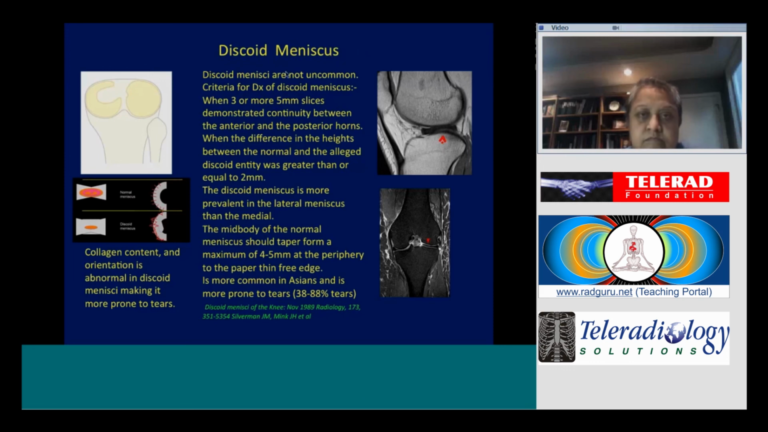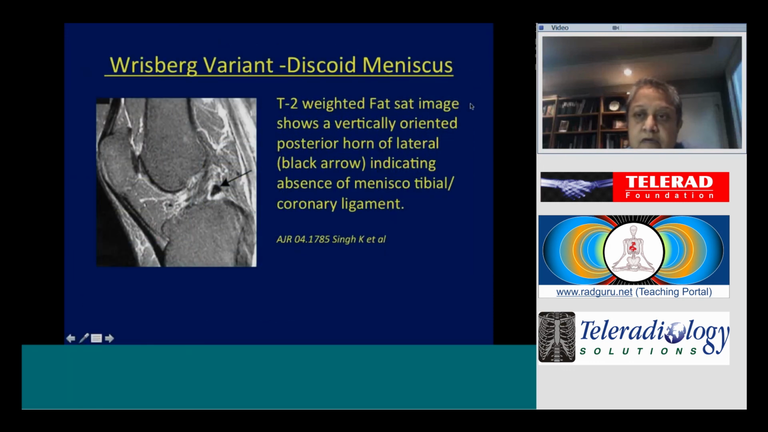Here is an example of the Risberg variant of the discoid meniscus. It's a T2 weighted fat image which shows a vertically oriented posterior horn. So as you're proceeding through, you see that the posterior horn, instead of being nicely horizontally oriented, kind of tips forward, and you know that you're looking at something which may be the discoid meniscus, the Risberg variant.